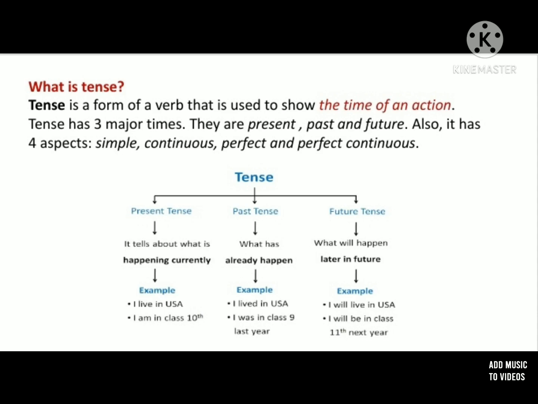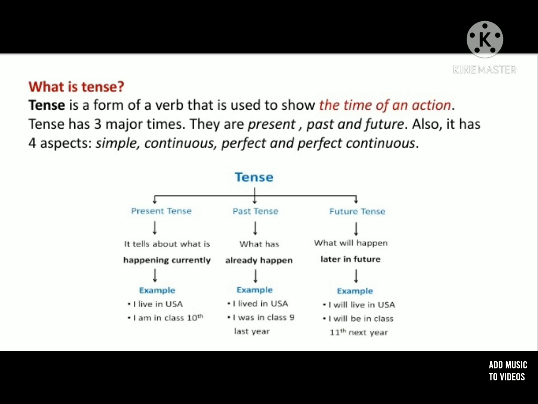Tense has three major times. They are present, past, and future. And also it has four aspects: simple, continuous, perfect, and perfect continuous. On the screen, you can see the three major times and the examples. Now let's look at it closer.